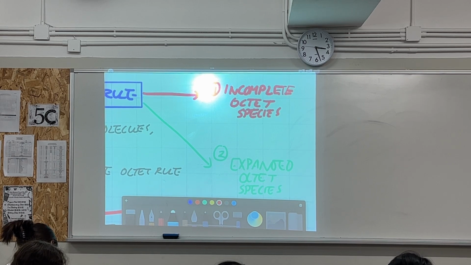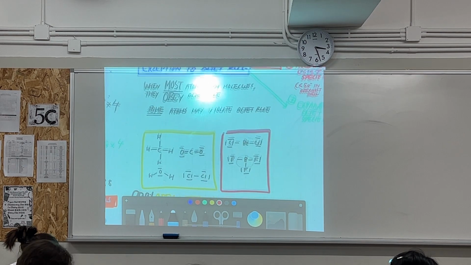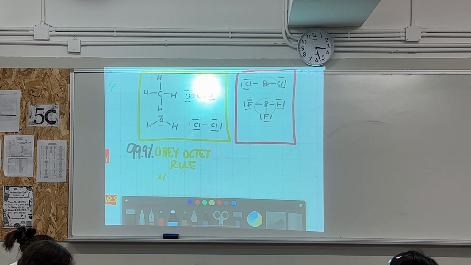So incomplete octet means less than 8 electrons in the outermost shell. Obeying the octet rule means 2 or 8 electrons in the outermost shell. Okay, so 2 or 8 electrons. 2 applies only to hydrogen. What about expanded octet?